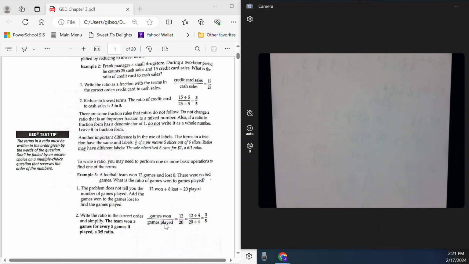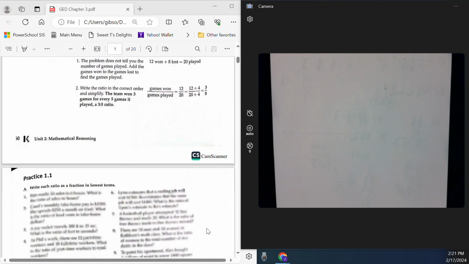Now we will write the ratio. We want games won, which is 12, divided by games played, which is 20. So we have 12 over 20. We could divide both by 4 and have 3/5. The team won 3 games for every 5 games it played, a 3 to 5 ratio.